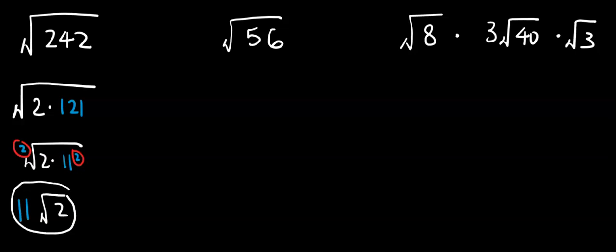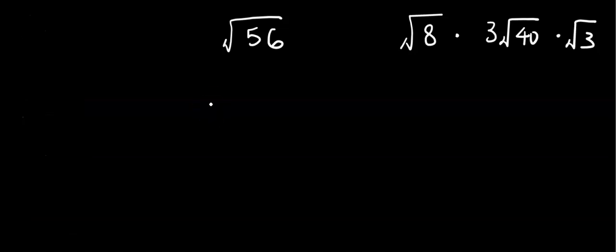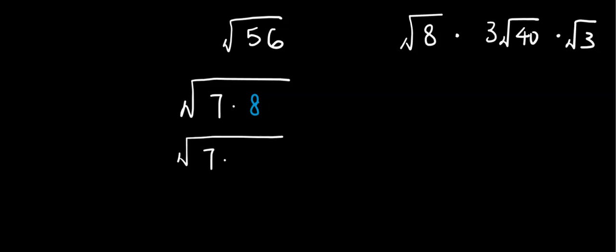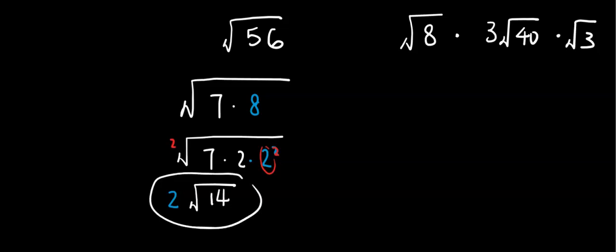Okay, alright, let us look at the second one. We rewrite the square root of 56 as 7 times 8. And remember, 8 is what? 8 is 2 times 4. 4 is a perfect square, which means 4 is 2 squared. Earlier we talked about if the index and the power are the same, this number comes out. So 2 comes out. 7 and 2 stay. And we're done with this one.